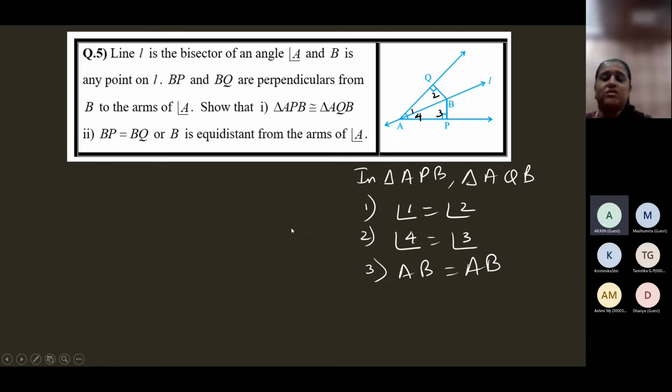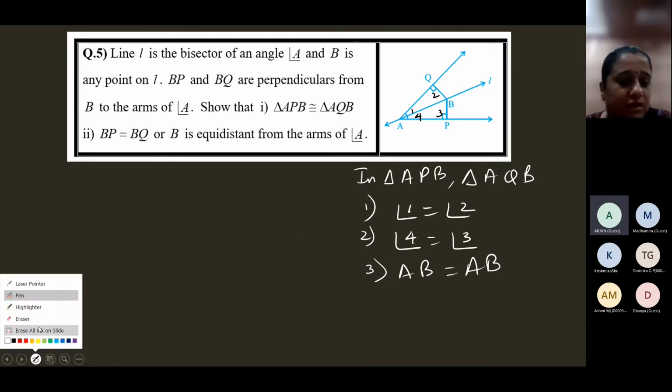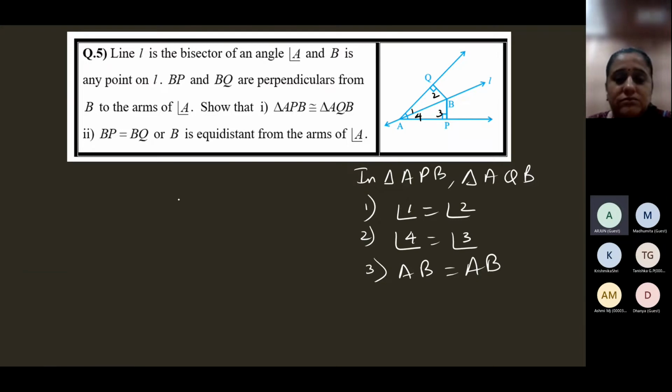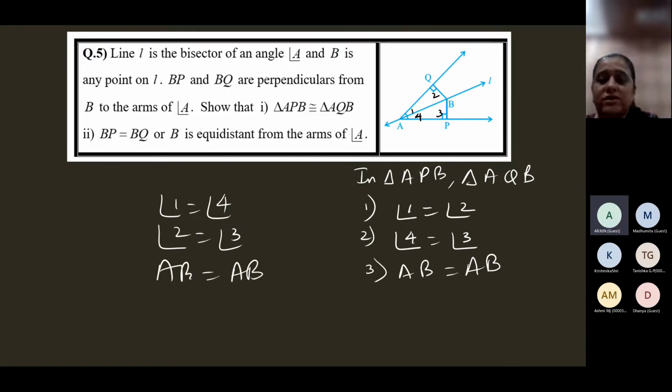Yes, Danya, tell me what's the correct proof? Ma'am, it's actually angle 1 is equal to angle 4. Then? And angle 2 is equal to angle 3. And AB is equal to AB, which is common. Correct.